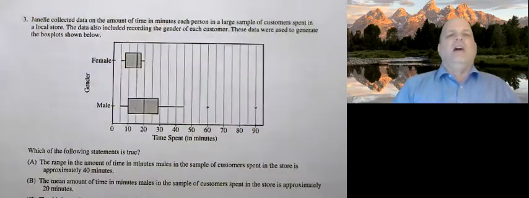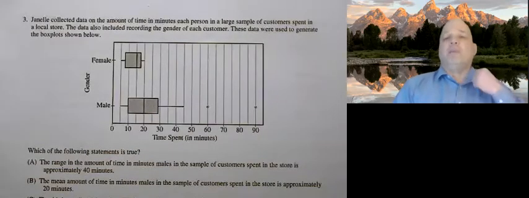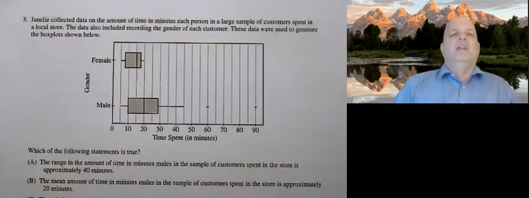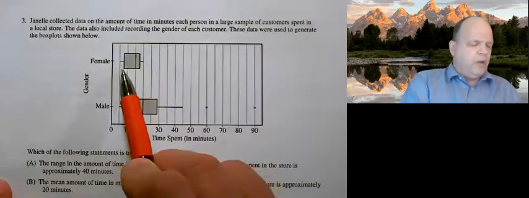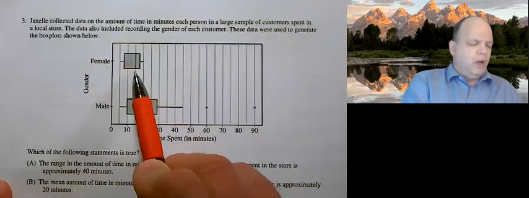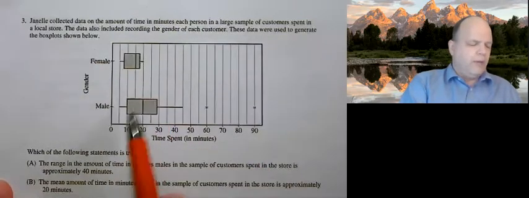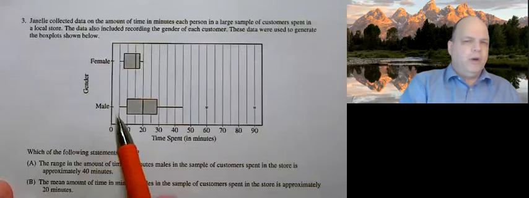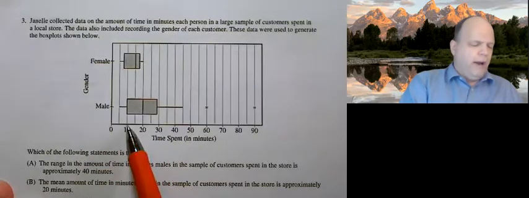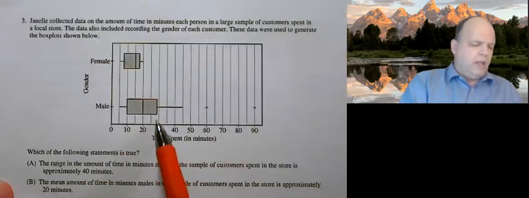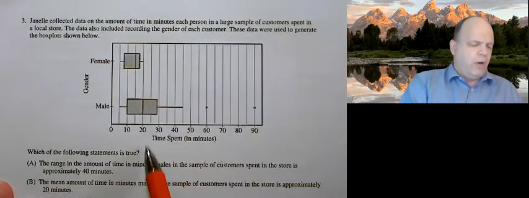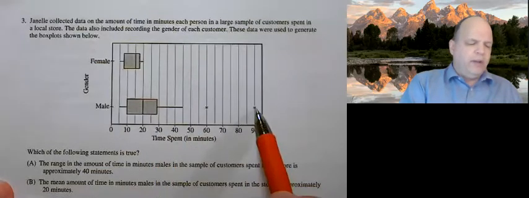Janelle collected data on the amount of time in minutes each person in a large sample of customers spent in a local store. The data also included recording the gender of each customer. The data were used to generate the box plots shown below. All right, please remember, we have our minimum value, our Q1, our median, our Q3, and our max. Also be careful. We have right here a minimum value of about 15, a Q1 value of about 10, the median or Q2 at 20. Right here, I'm going to guess that that's about 28 for Q3. And then my maximum value is at 90.